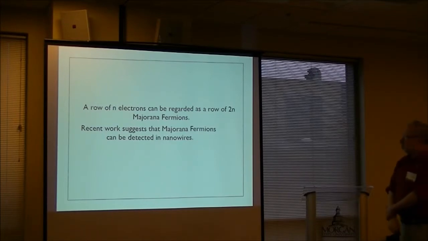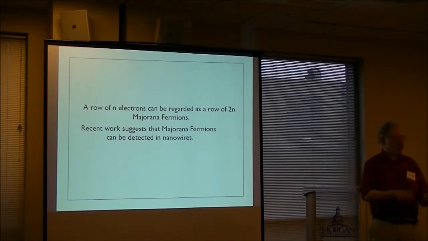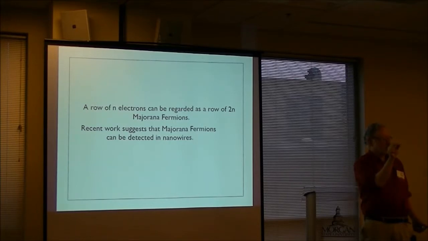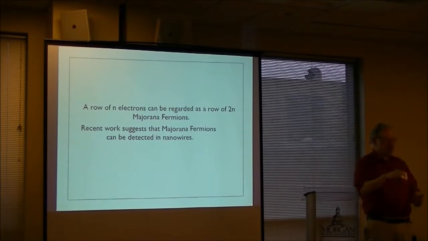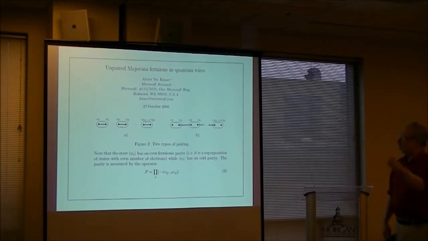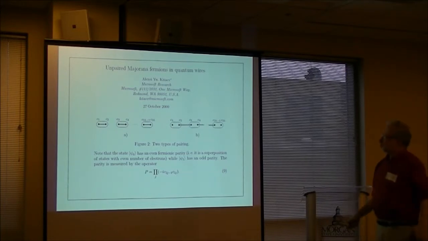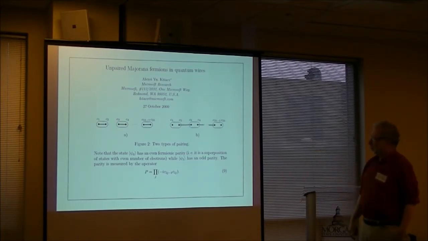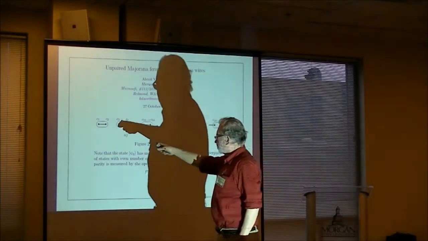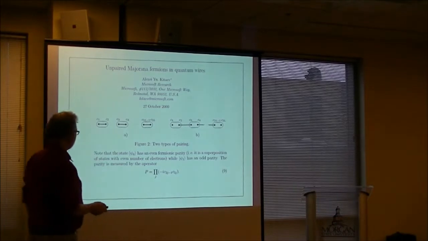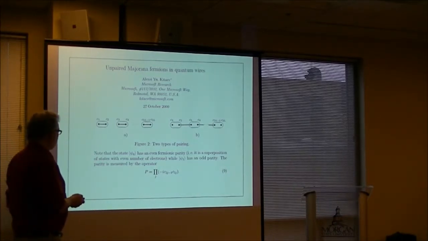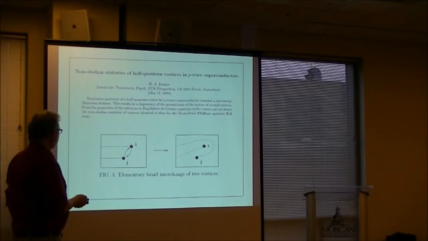Now I'm getting back to this recent work about Majorana fermions. If you had a row of n electrons, mathematically it looks like 2n Majorana fermions, right? Each electron is a pair of fermions, A plus IB, right? It would be like this. This is what Kitaev wrote down in almost the first paper on this kind of thing back in 2000. So he says, I have a row of electrons, but each one is to be thought of as a pair of Majorana fermions. And he wants to think about how this would behave.